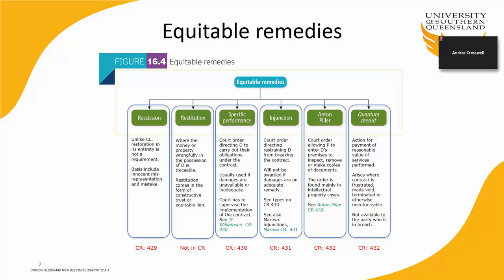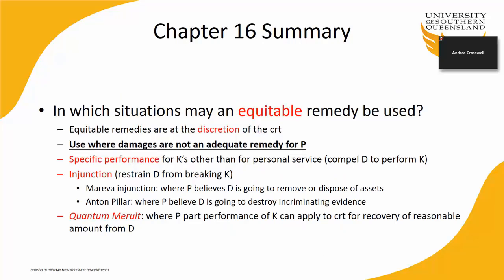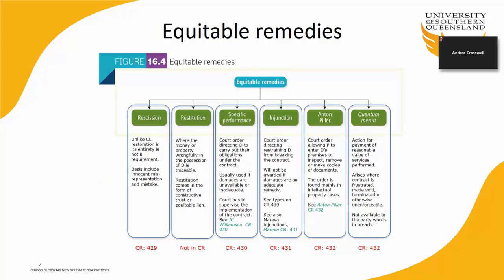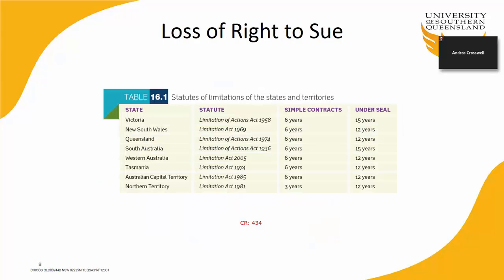So again, you can't be at fault and then go and argue out of the jurisdiction of the court, saying, please give me money. All right. So let's look at these things again. We said when it's going to be available. So it's at the discretion of the court and where damages are not adequate. And we looked at these already.